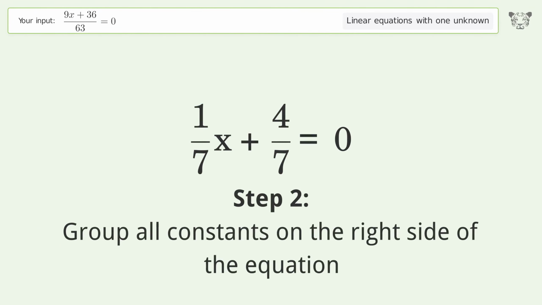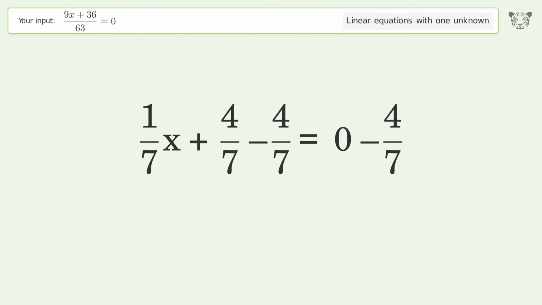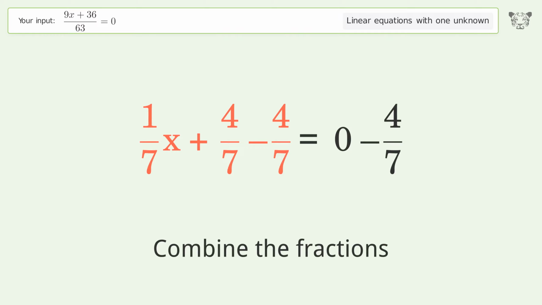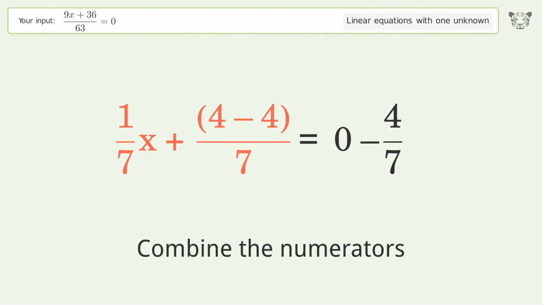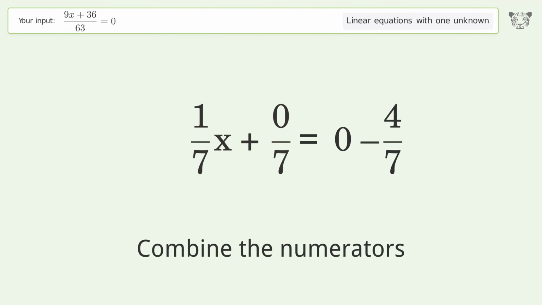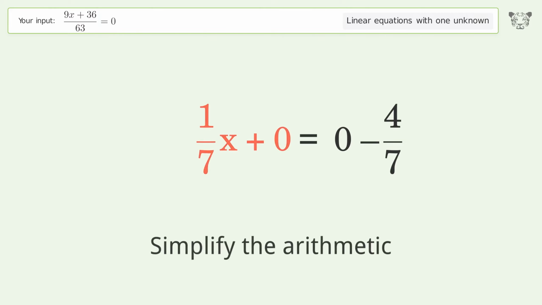Group all constants on the right side of the equation. Subtract 4/7 from both sides. Combine the fractions. Combine the numerators. Reduce the zero numerator. Simplify the arithmetic.